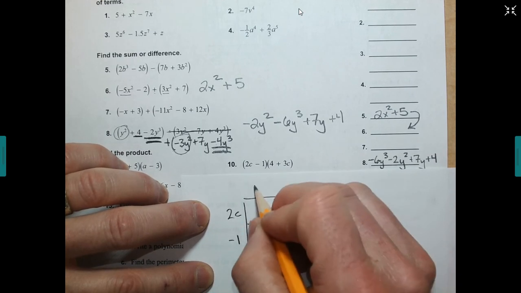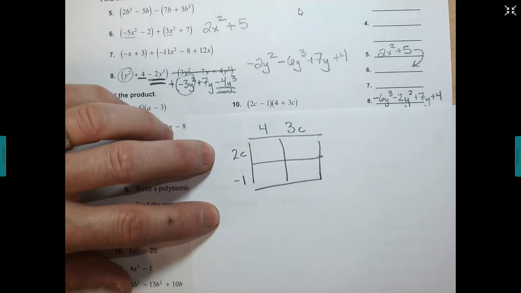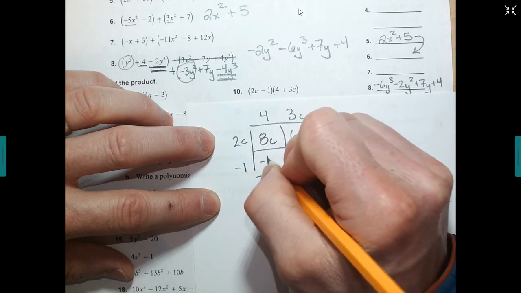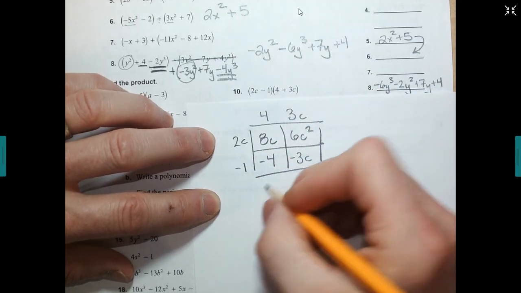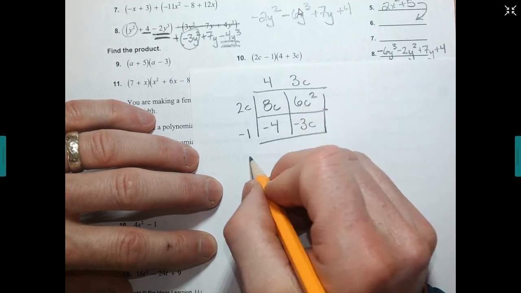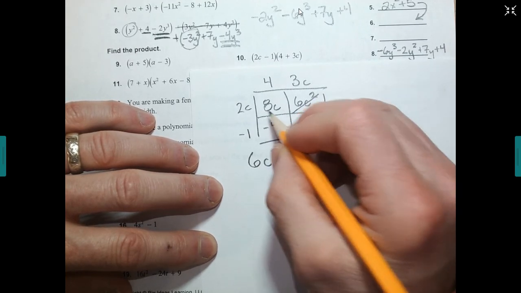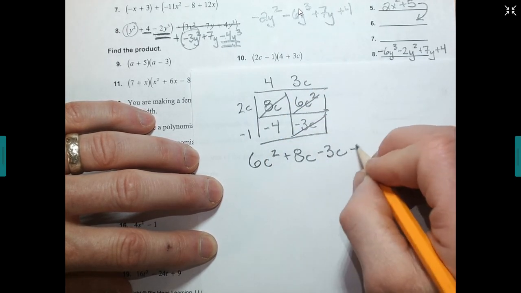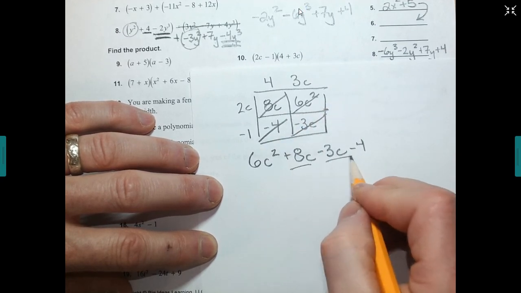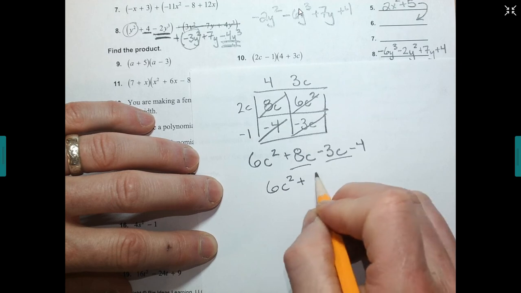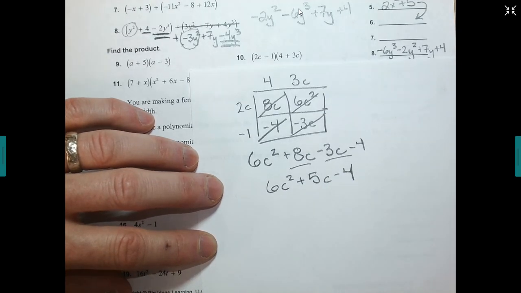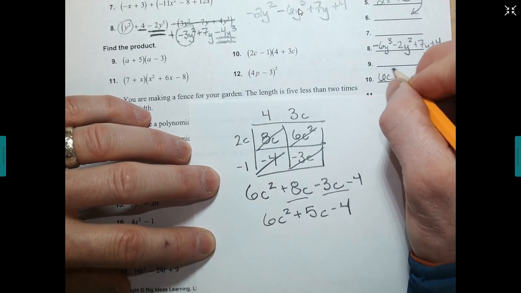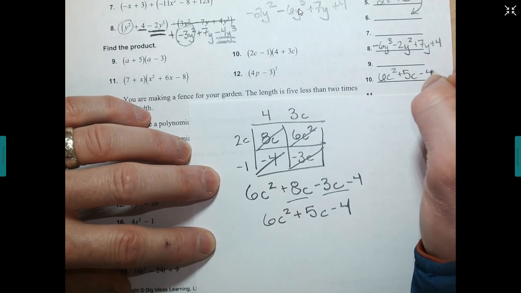2c -1, 4, and 3c. 8c, 6c squared, -4, -3c. So I have, I'm trying to write this in order, 6c squared plus 8c minus 3c minus 4. Those are like terms. I have 6c squared plus 5c minus 4. This is my answer for number 10. 6c squared plus 5c minus 4.